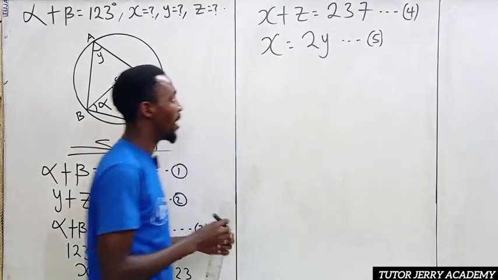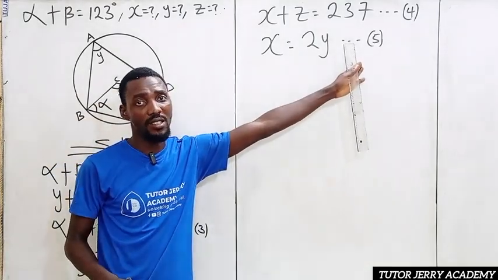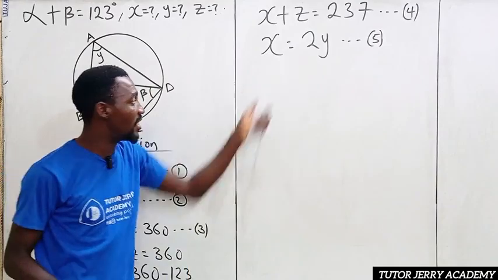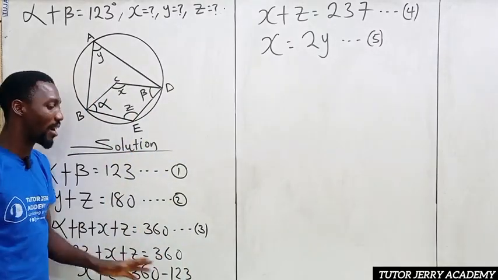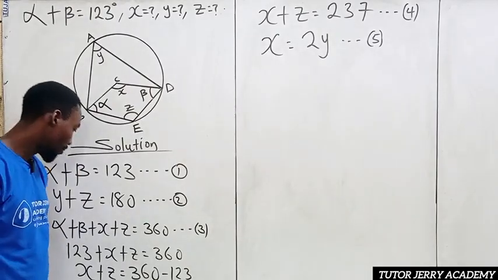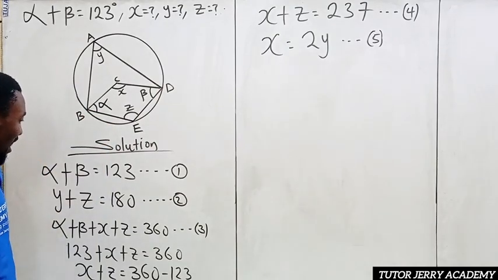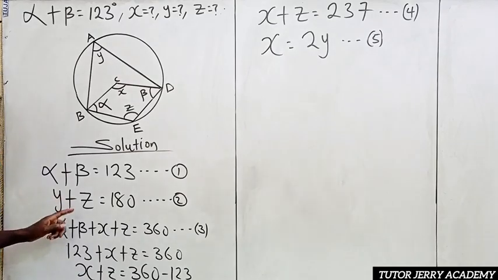Please, you can write the reason why for this. Is that clear? So the reason for this is because the angle at the center of the circle is twice the angle at the circumference. All right. Now we have our s to be equal to 2y, right? And we have our y plus z to be equal to 180.